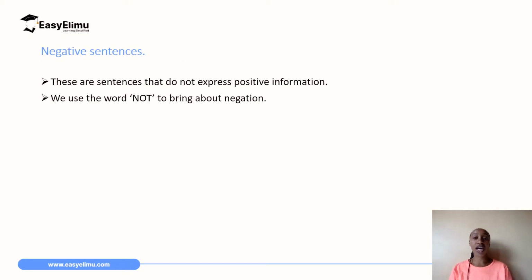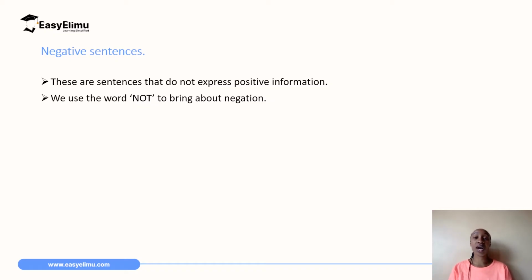So what are negative sentences? Just from the word negative, what is a negative sentence? This is a sentence that is the opposite of the affirmative sentences. We have said that the affirmative sentence is a sentence that gives positive information. So the negative is a sentence that does not give. It is literally the opposite of what the affirmative sentence gives.